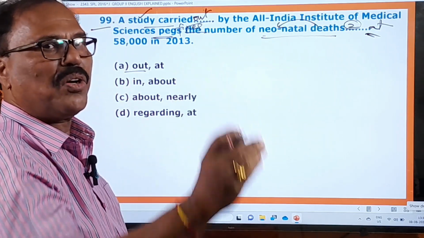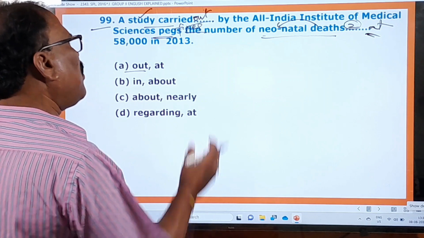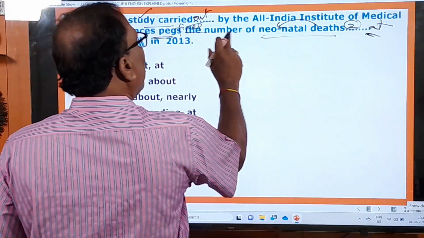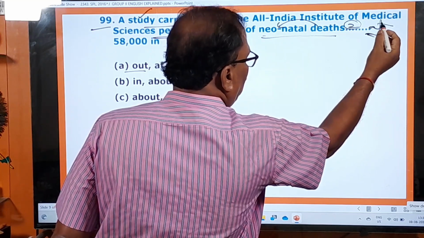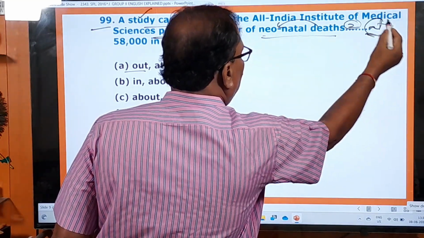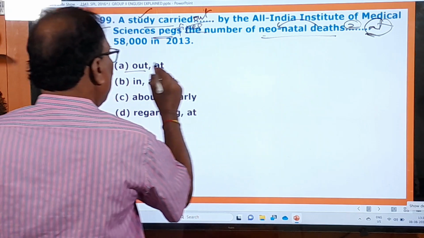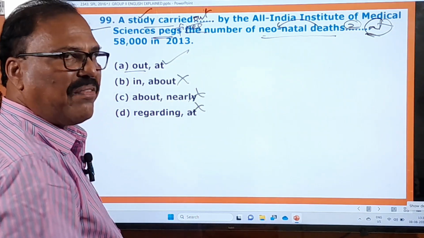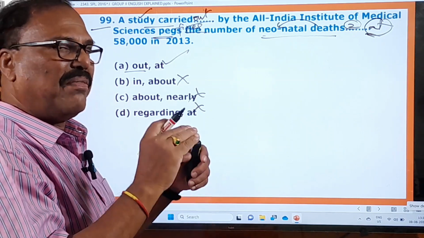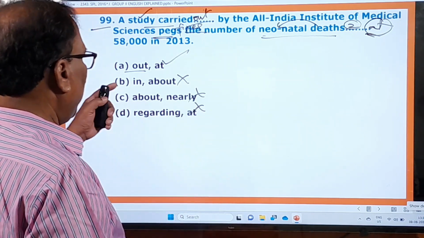Fix is always followed by the preposition at. So automatically, fix the number of neonatal deaths at. Okay, at, right. And here, what is that? This is that. So out and at. So here this is the right one, and all others are not correct. Even if you try with them, you cannot get the relevant or meaningful meaning. So that's why they are to be dropped.